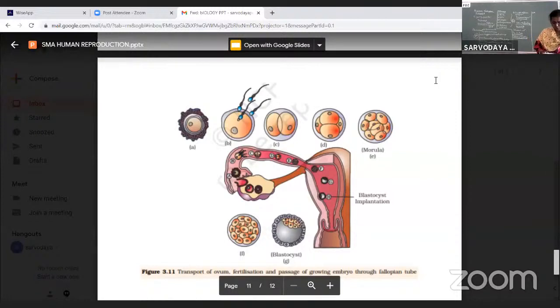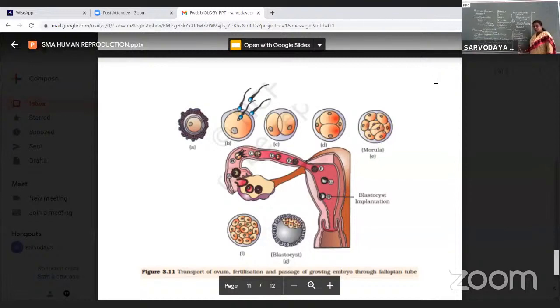So here, what do we observe? One more point to be mentioned here. We all know that the inner cell mass is what is going to help in the development of the embryo. In the blastocyst, the trophoblast is the outer layer, and the blastocoel contains a mass of cells which is referred to as the inner cell mass. So this inner cell mass only will differentiate into the embryo.